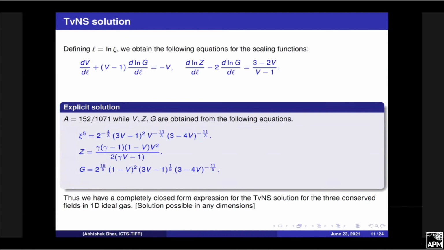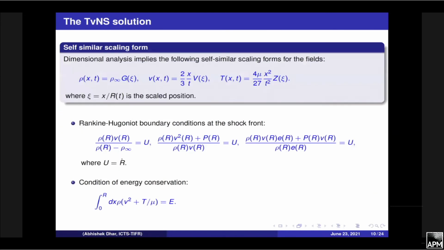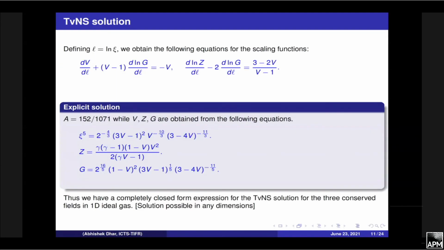I won't go into the details, but you can solve these equations completely and find exactly these scaling forms G, V, and Z. So that means we basically know the three density fields at all times, the profiles of the three fields at all times. So the solution basically comes in this form.